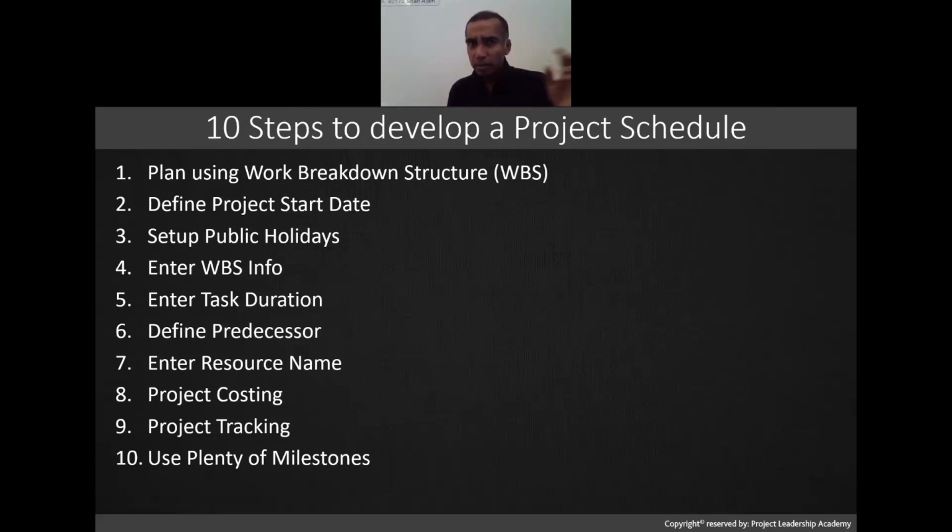So that's the concept you must understand when you enter the predecessor. Okay. The next one, item number 7, is entering the resource name, right? So this is very important. I have seen a lot of planning where people just enter generic names, a group of marketing team, right? So the thing is, marketing, you might have 10 people working on your assignment, right?